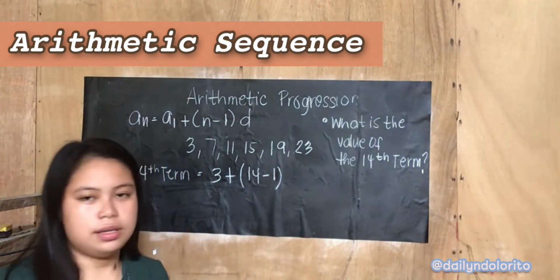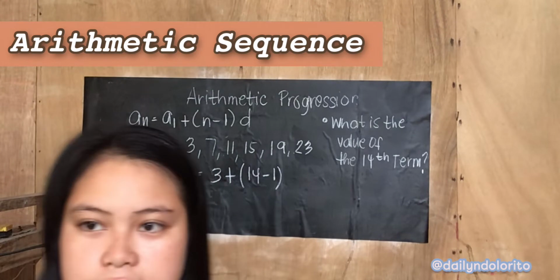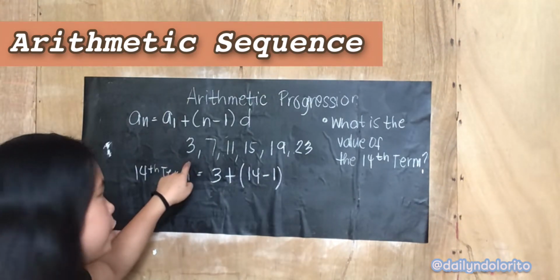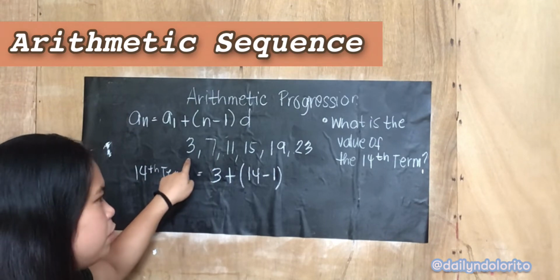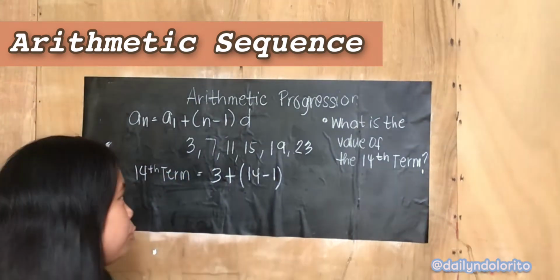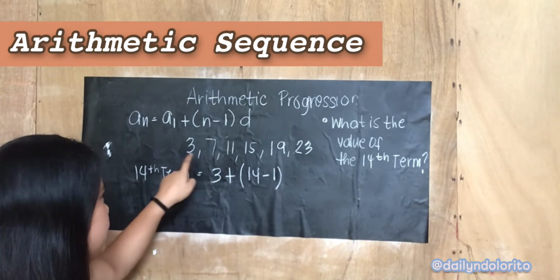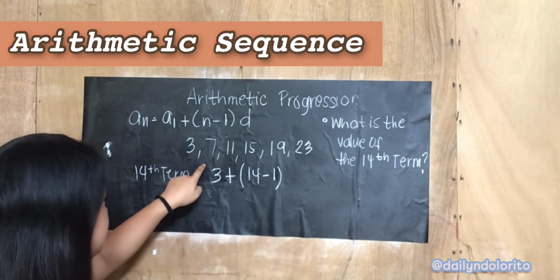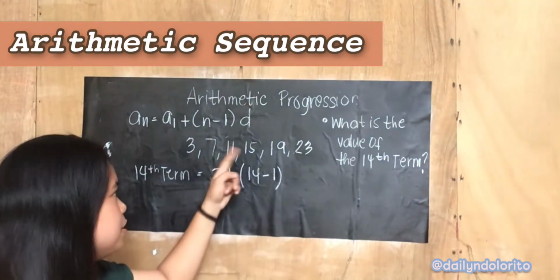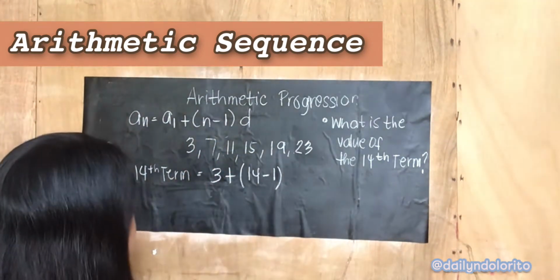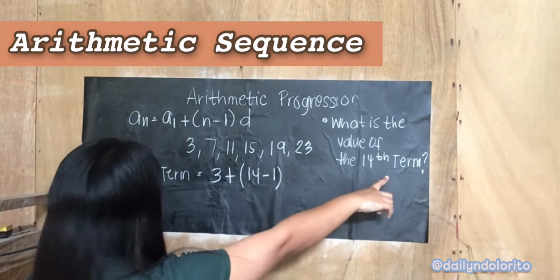As you have learned earlier, d is the common difference, and we can find d by subtracting the first from the second, which is 7 minus 3 is 4. To recheck that, we add 4 to 7 and see if it's 11. So 7 minus 3 is 4. To check, 7 plus 4 is 11. 11 plus 4 is 15. Our common difference is 4, and that is verified.